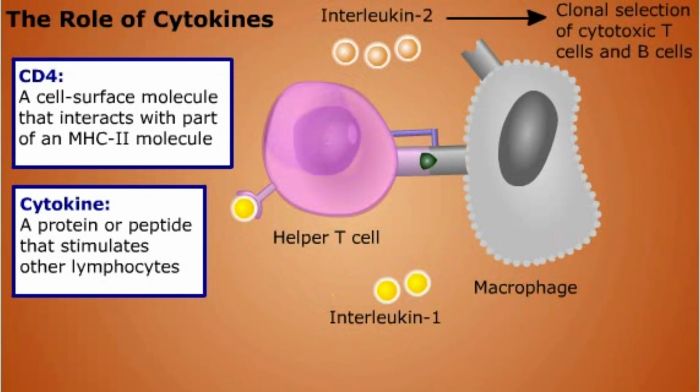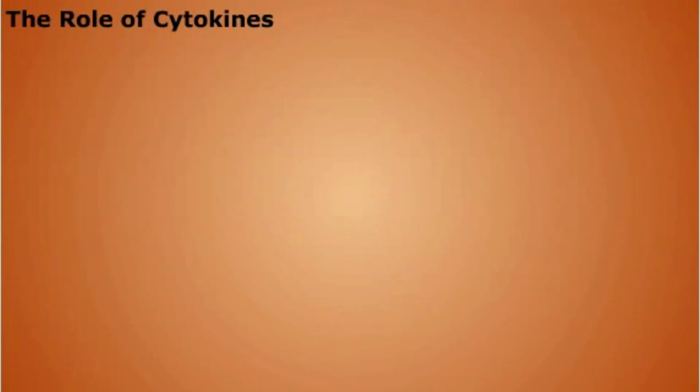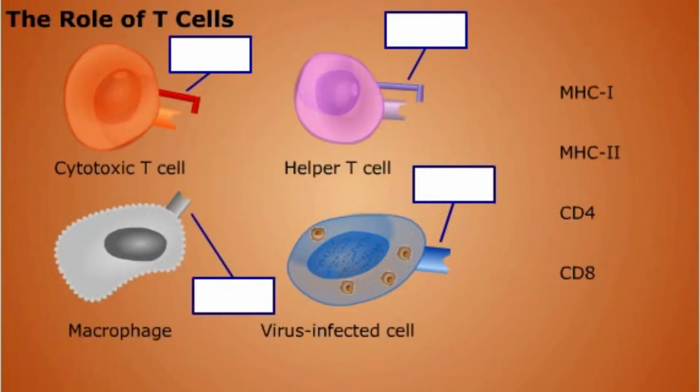Let's see how well you understand how cytotoxic and helper T cells work. Then we'll look at the role of B cells and antibodies. Drag each label to the appropriate location to identify the different cell surface molecules. Click Submit to see if you're correct.